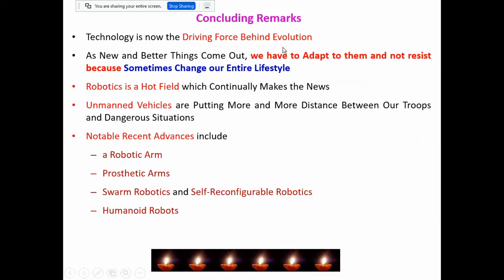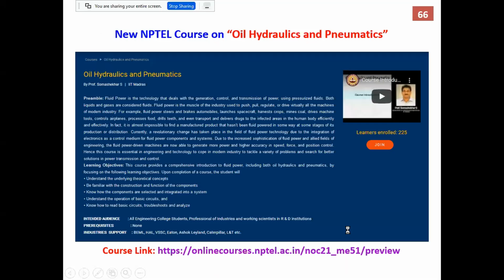Technology is now the driving force behind the evolution. As new and better things come out, we have to adapt to them, not resist, because sometimes they change our entire lifestyle. Robotics is a hot field which continuously makes the news. Unmanned vehicles are putting more and more distance between our troops and a dangerous situation. The notable recent advancements are the robotic arm, prosthetic arm, swarm robotics, humanoid robotics, and much more.